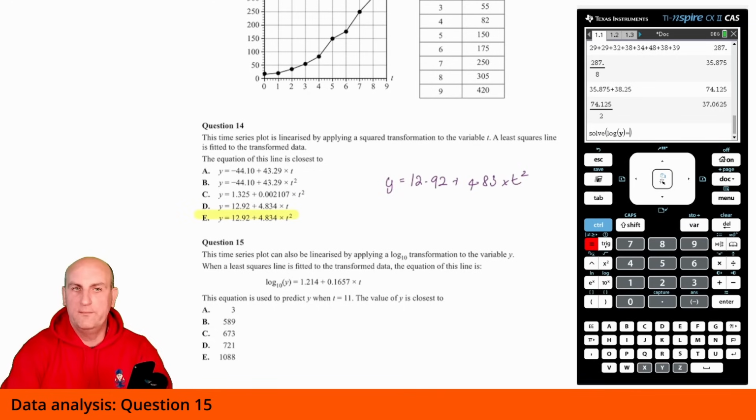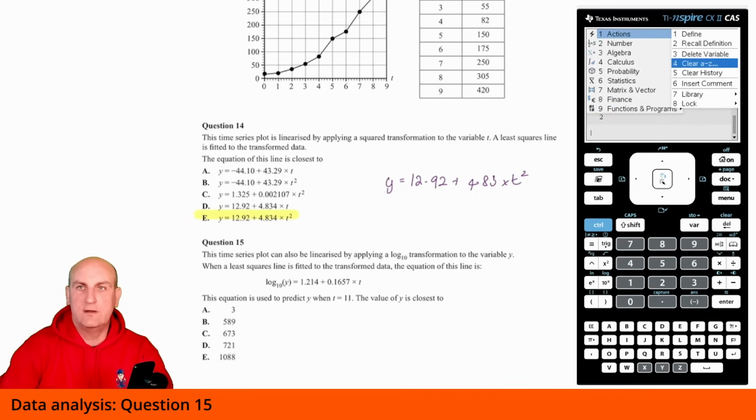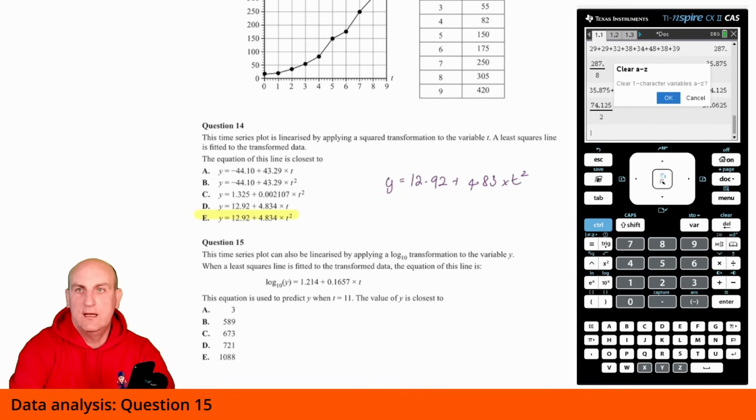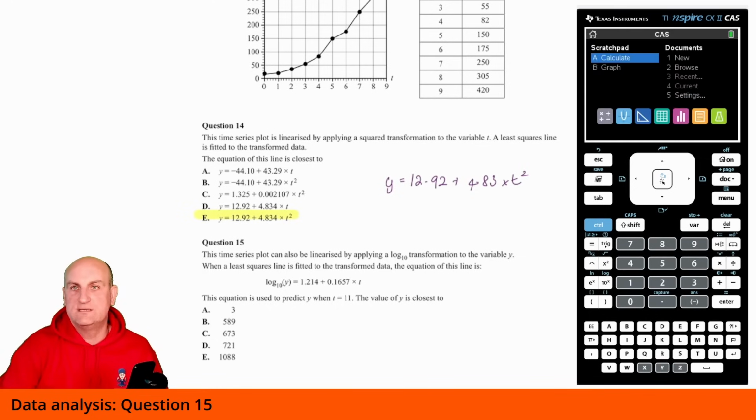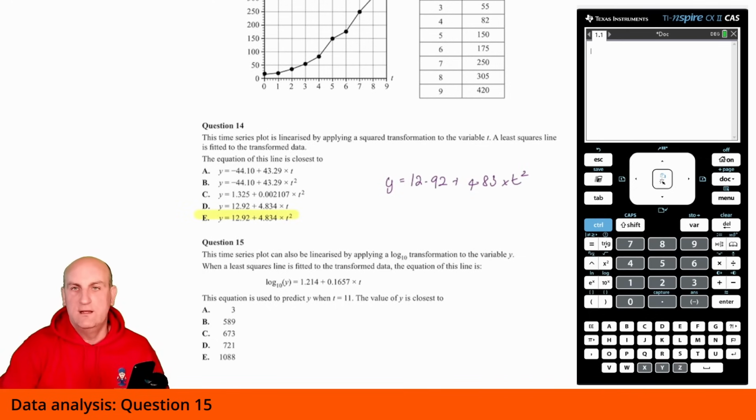We've got a bit of a problem there because it's got my y as bold. So what I'm actually going to do, what's the best thing to do here? Menu, let's see what happens when I do action, clear, and let's clear my A to Z. And that can't accept change variables in use because I've got that table there. So what I'm actually going to do is delete all of this. No, I don't want to save the diagram. Let's start afresh and let's do this here now.